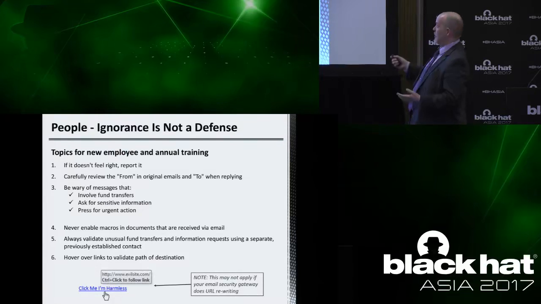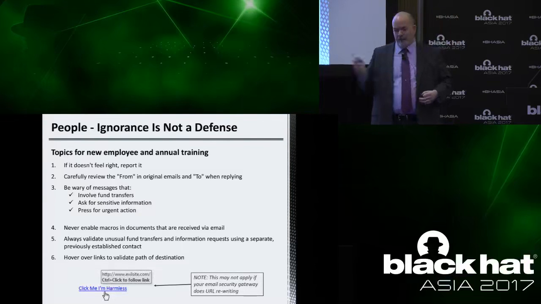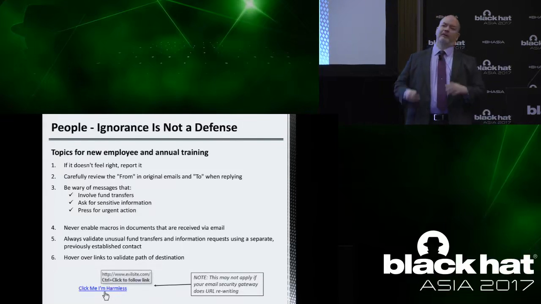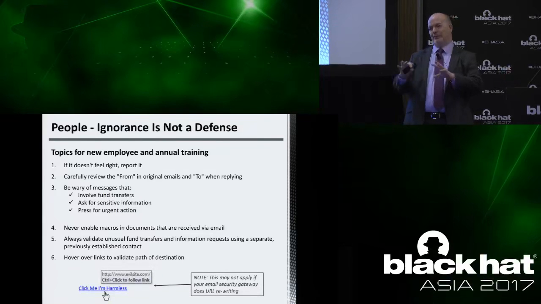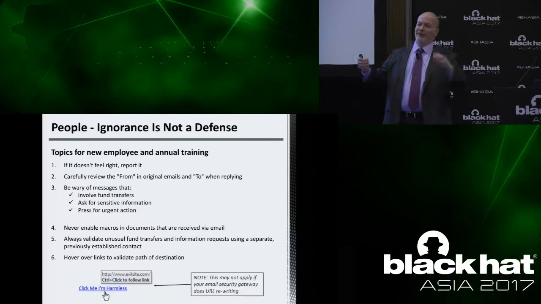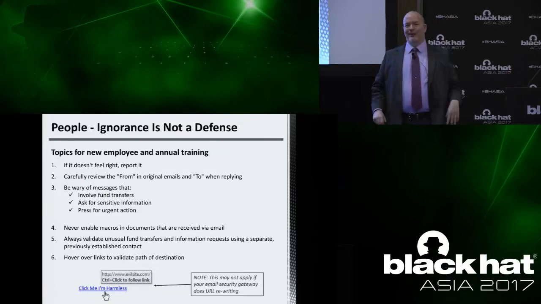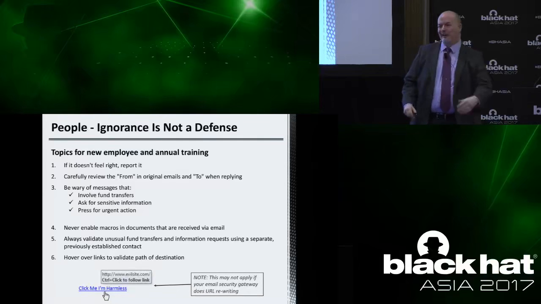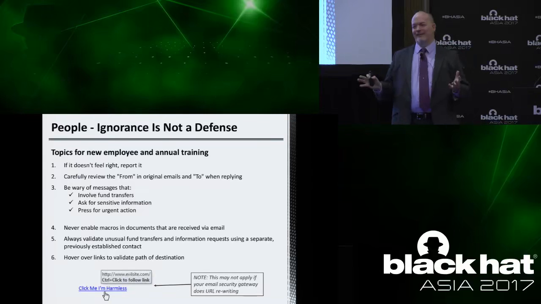Carefully review the from and the to field when replying. Depending on how technical or dedicated the attacker is, sometimes they don't even try. The email body will say, I'm the CEO, please send me money now. Maybe a little more complicated than that. But if they look at the to field, it's clearly someone at gmail.com. That's not even trying. So if people pay attention, you can catch some of them that way.